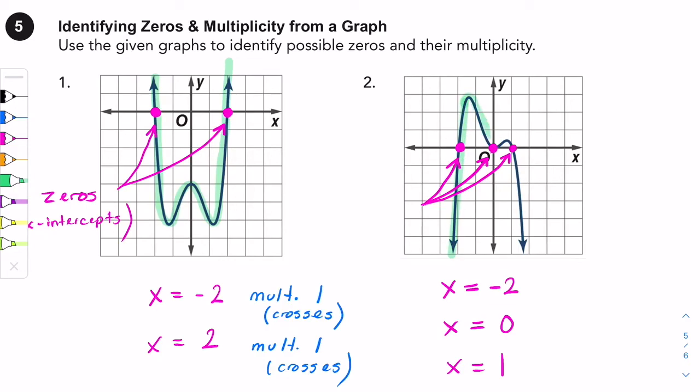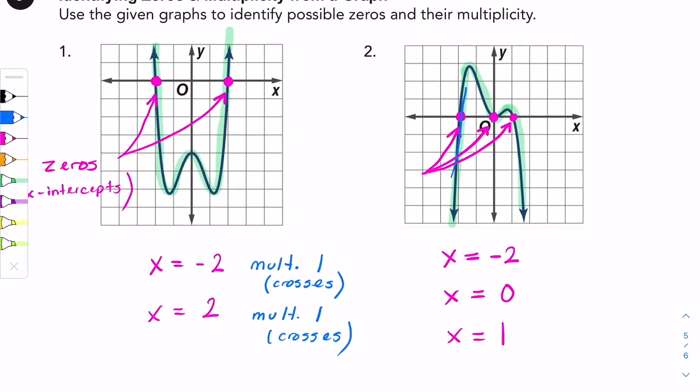Then I come back down to this point where it touches the point but heads back in the same direction. So that's going to be an even multiplicity, such as 2. And then I'm going straight through the point again. So at -2, we're crossing through the x-axis. We're going to say multiplicity 1 because it crosses. At 0, the graph bounces. So we're going to say multiplicity of 2 because it bounces, or I'm going to say turns. And that one crosses through again. Multiplicity 1.